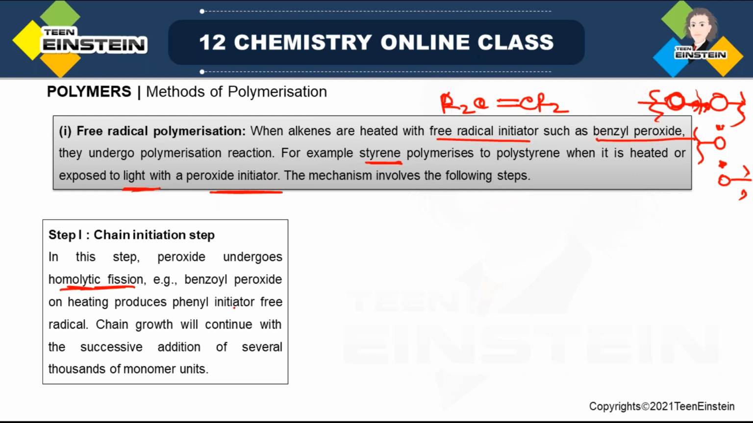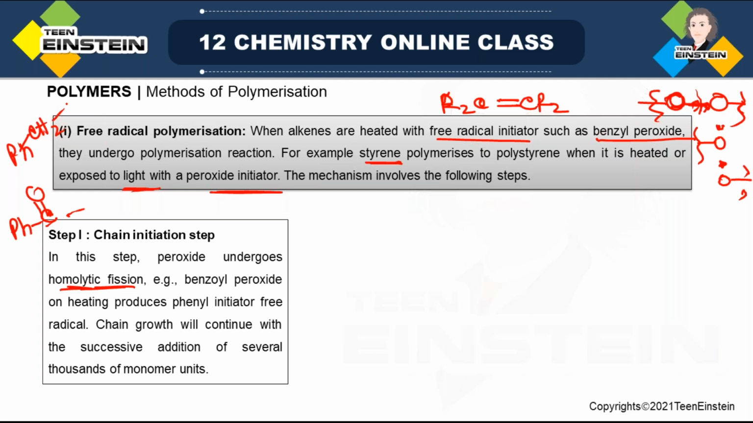For example, benzoyl peroxide. Benzoyl is PhCO, then O single bond O, then again COPh. When it is benzyl, it is PhCH2, OOCH2Ph. But now it is PhCO. Benzoyl means the PhCO group, and when I say benzyl, that is actually the PhCH2 group. So this is the difference. But whatever the group, that O single bond O linkage must be present. So peroxide undergoes homolytic fission.